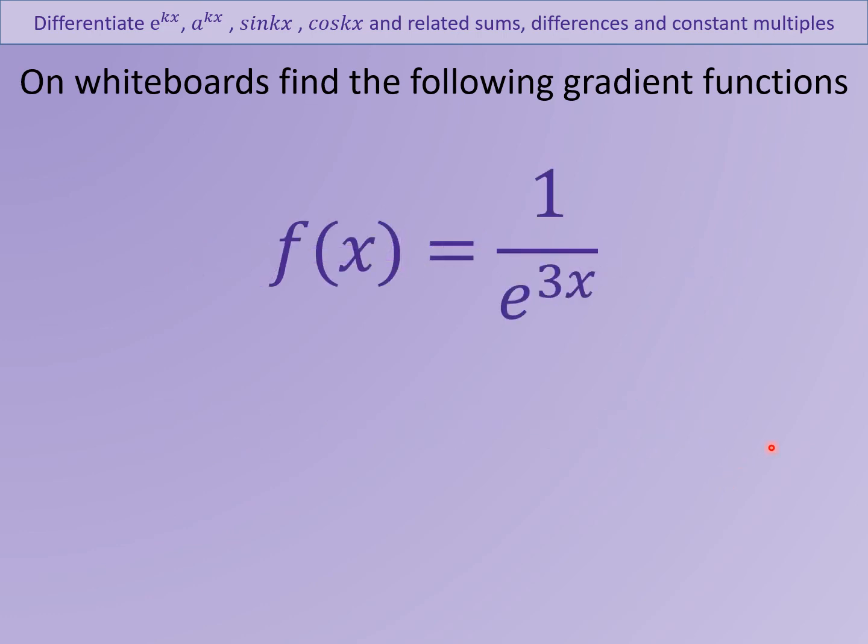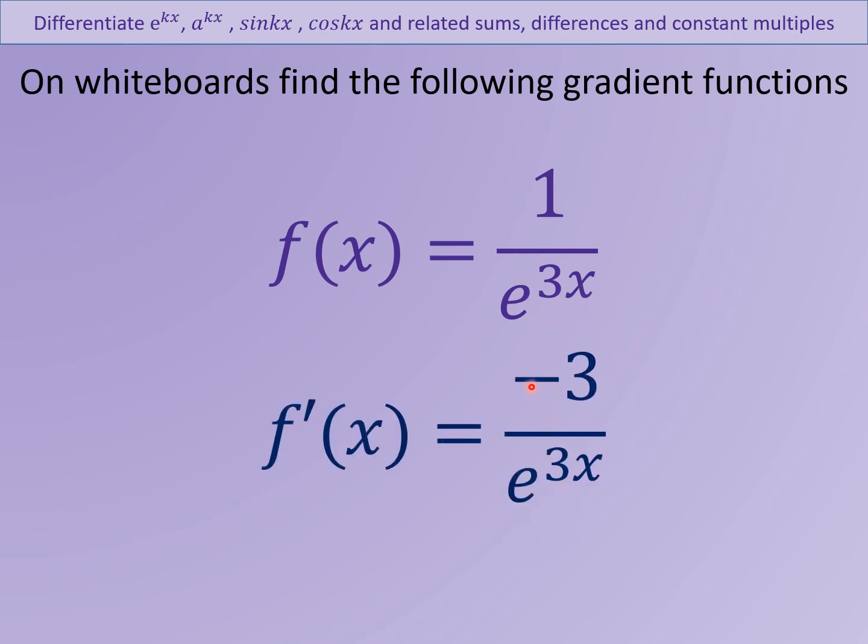Try that one. Just pause there. Okay, so the first thing you probably want to do is change 1 over e to the 3x to e to the minus 3x, and then once you know it's e to the minus 3x, you can rewrite it as minus 3e to the minus 3x, and then that e to the 3x can go back underneath. I'd accept minus 3e to the minus 3x as a final answer as well.